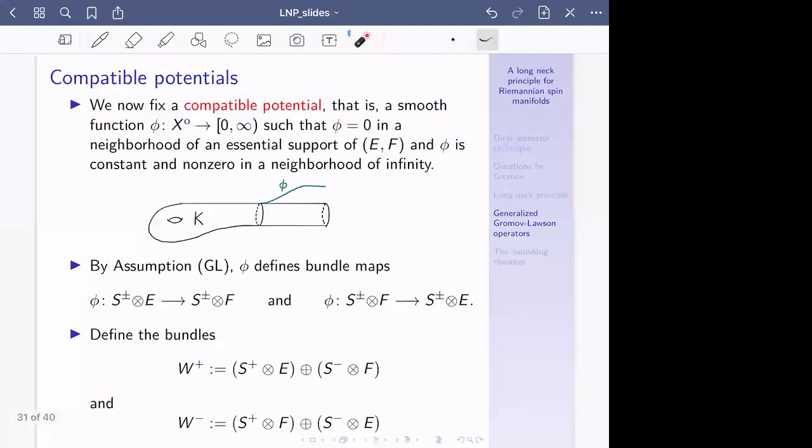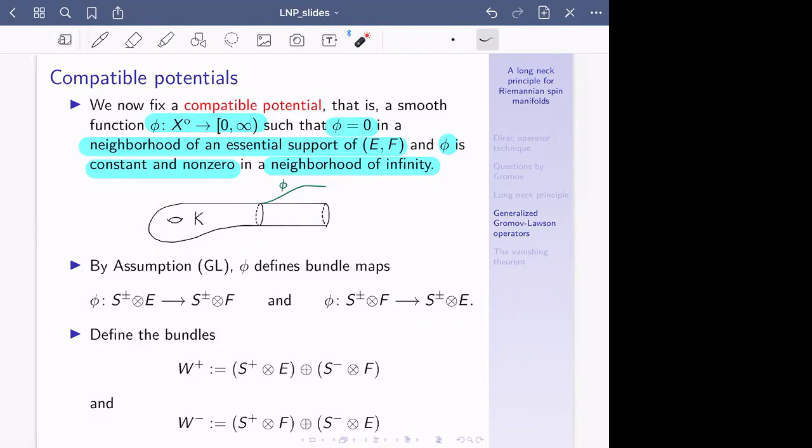Then in this situation, I fix a compatible potential, which is a smooth function phi going from X naught to zero to infinity, with the property that phi is equal to zero in a neighborhood of the essential support of E, F, and phi is constant and non-zero in a neighborhood of infinity. So here again is the picture, and the idea is that phi is going to be constant and non-zero in a neighborhood of infinity, and zero in a neighborhood of the essential support of E, F.